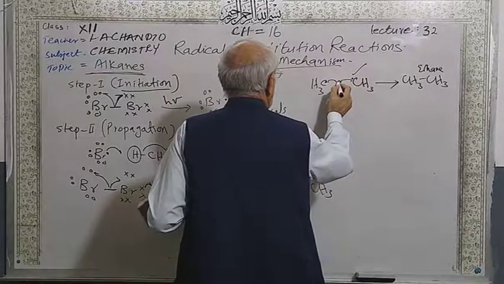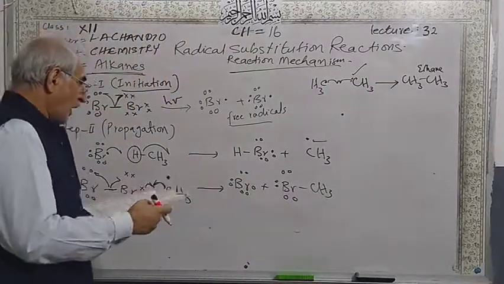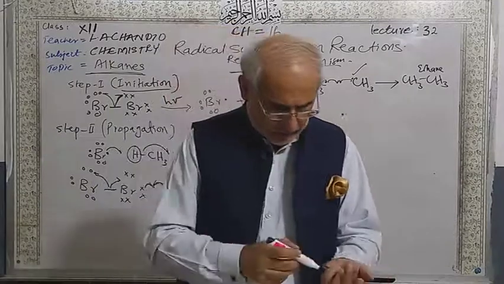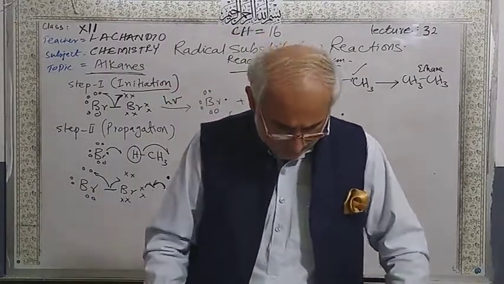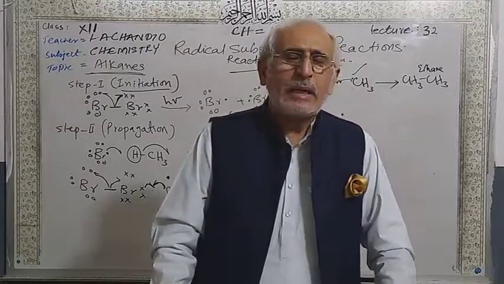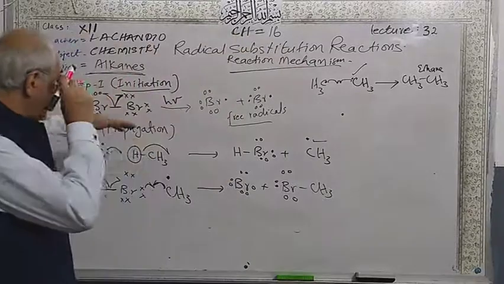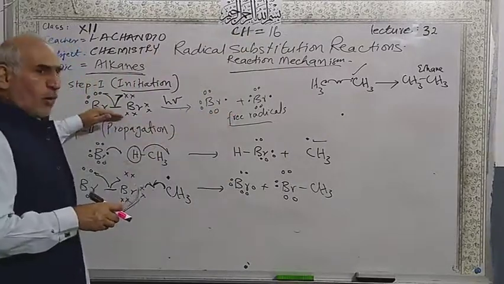Like this, a half curly arrow. There is a half curly arrow between the two methyl radicals, which are free radicals and very reactive in nature, and you will get ethane.